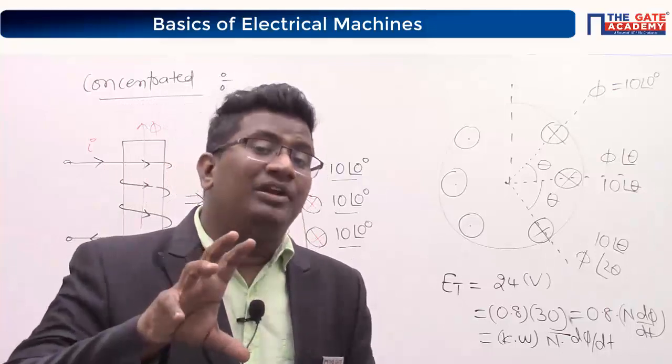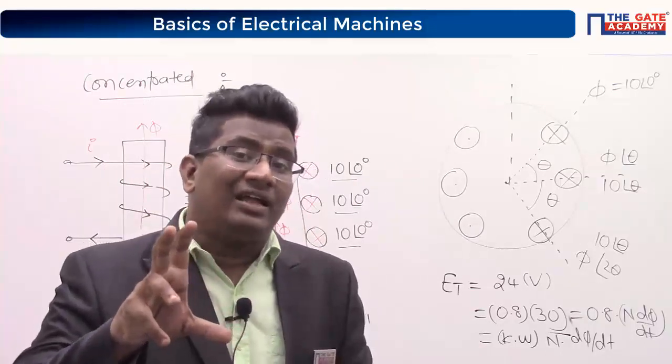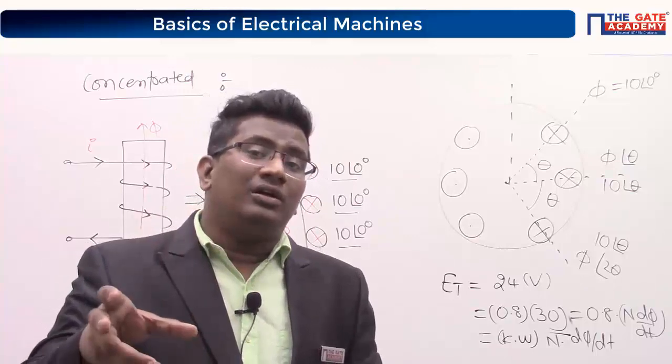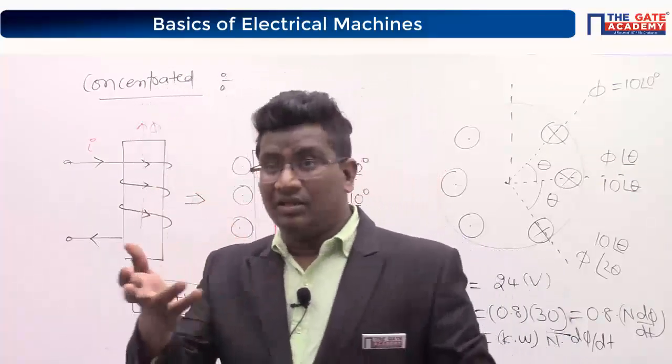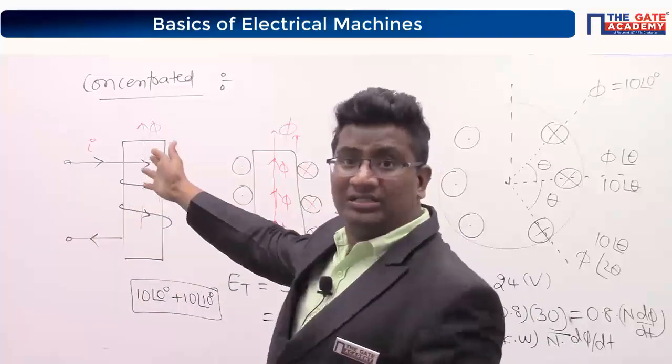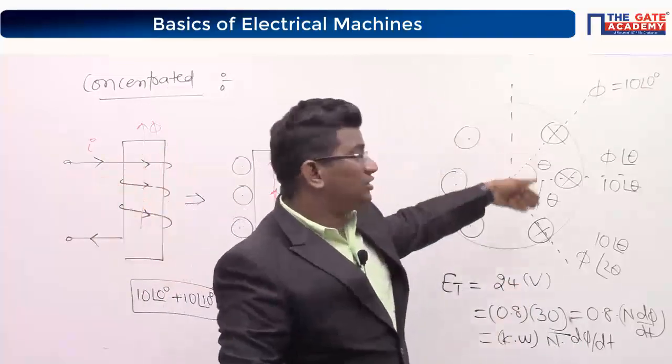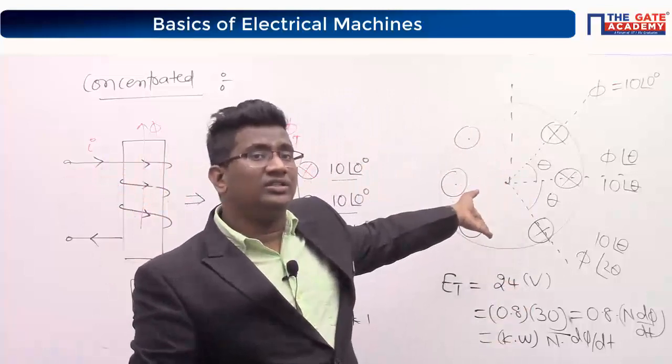Why will distributed winding have the winding factor? Why can't you put concentrated winding in that? That is one question, na? Valid question, na? Sir, why are we putting this concentrated winding? Why for this are you putting distributed winding? I want to put concentrated winding.